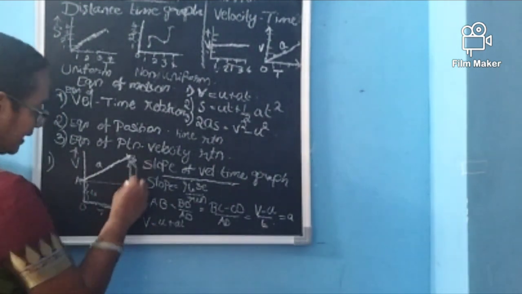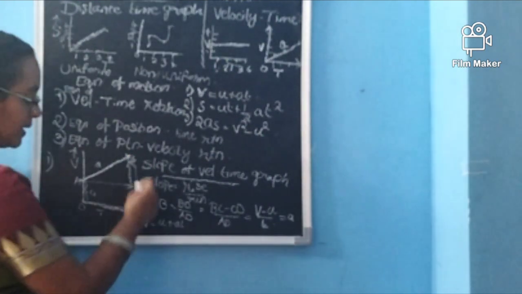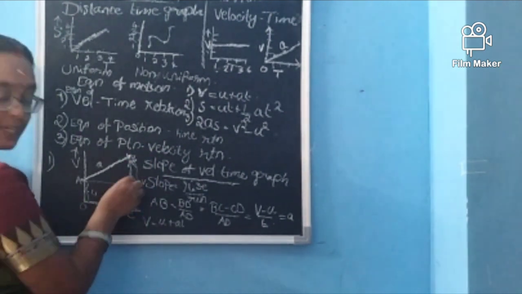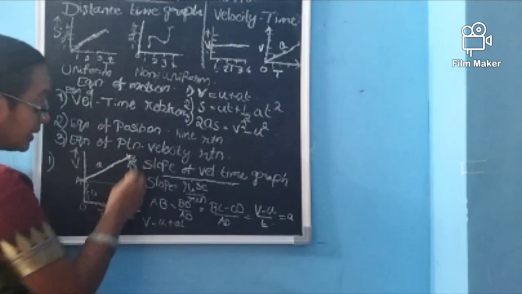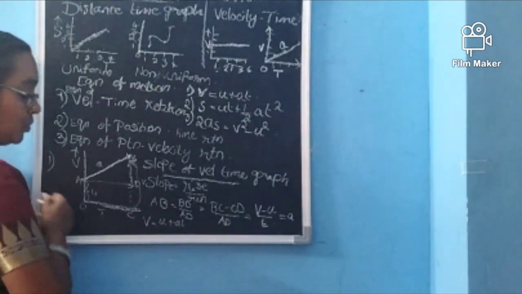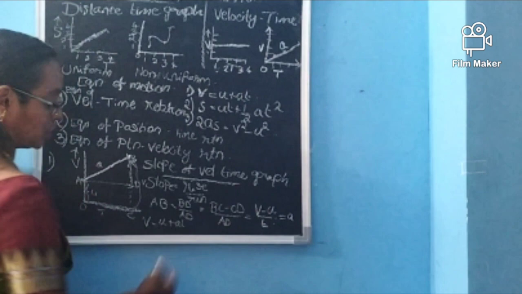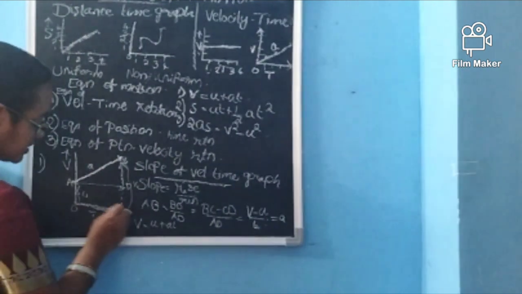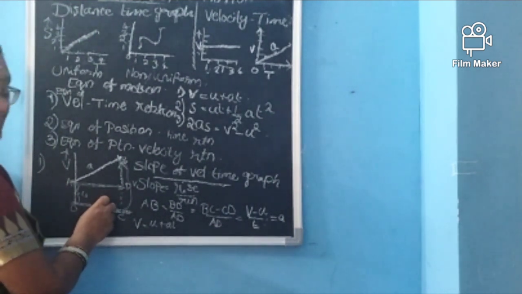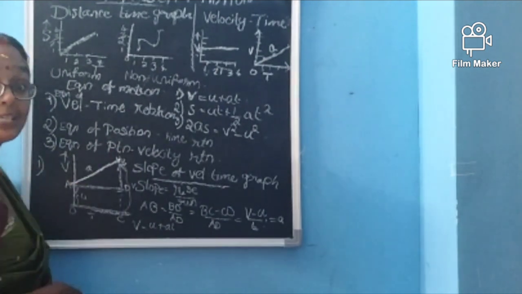Okay. So BD is equal to BC minus DC. Can you say? BD is equal to BC minus CD or DC. So what is BC? It is V. What is CD? It is U. So BC minus CD divided by AD, that is equal to V minus U divided by AD, which is based on time T. So V minus U by T is equal to what? AD. What is AD? Slope.